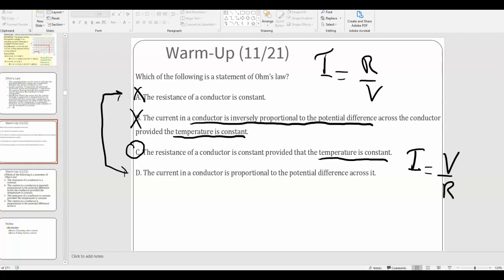So hopefully after watching this video, you have a better understanding of the basic idea behind how circuits work. In the next video, we'll talk more about power dissipation, and we'll start looking at circuit diagrams and get to doing more calculations with circuits.